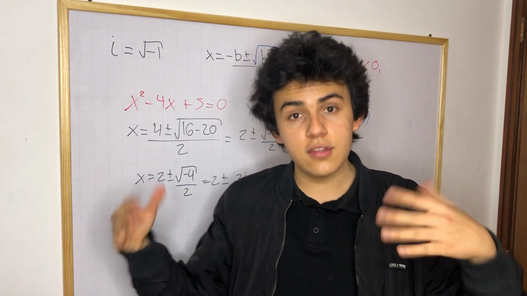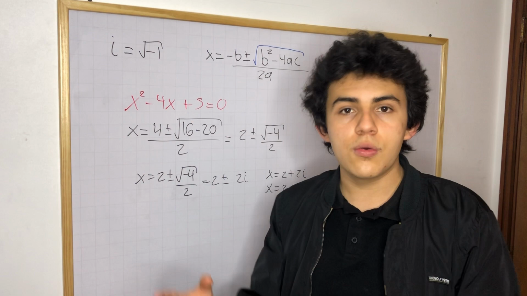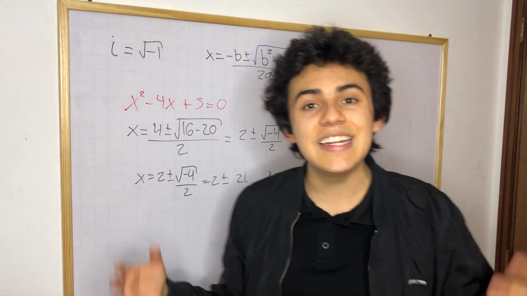This is how you can use the discriminant to find if an equation has complex or real solutions, okay? It is very simple, and I hope you understood all of this and learned something.